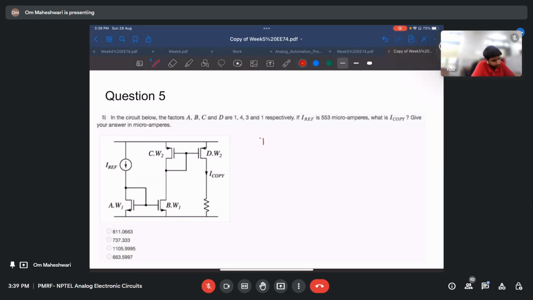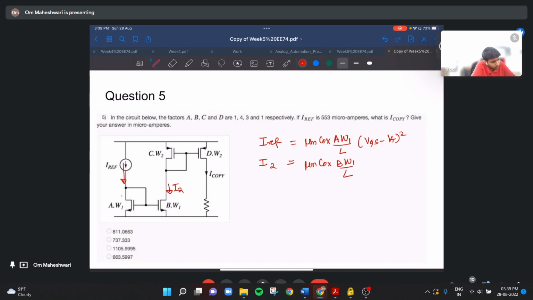Let's say IRef is the current flowing through this transistor. So IRef will be mu n Cox A W1 by L (VGS minus VT) whole square. And let me call this current I2. I2 will be mu n Cox B W1 by L (VGS minus VT) whole square.